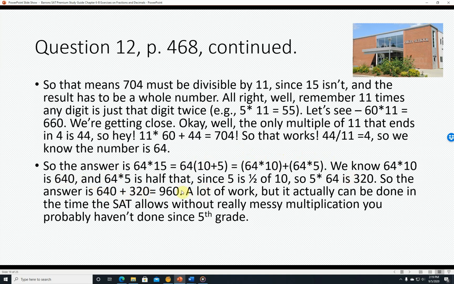It's a lot of work, but you can actually do that in the time the SAT allows without really messy multiplication you probably haven't done since 5th grade if you try to write it out the way that you learned how to do multiplication by hand when you were in 3rd, 4th, 5th grade, and so on. So the distributive property is our friend. This is also a really good way to figure out a 15% tip, because it's easy to find 10% of a number. You just take 1/10 of it, and then you just add half of the 1/10, and voila, you have yourself a 15% tip.